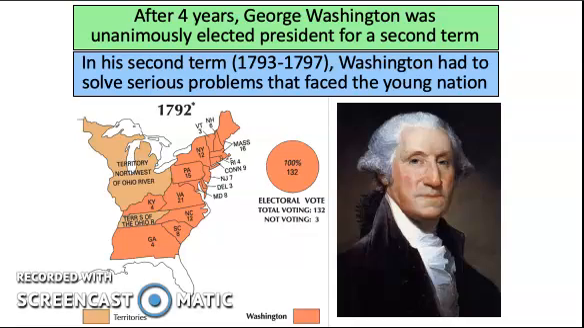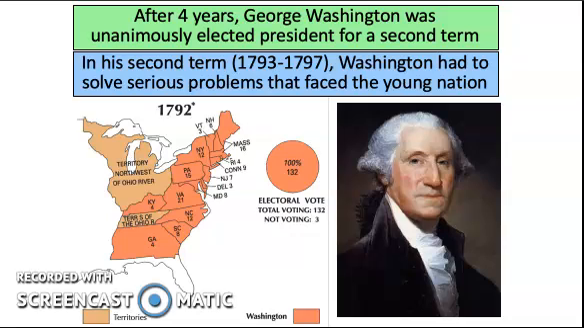And he looks older in his picture too. If you look at the picture on the right-hand side, it looks like he's aged. And he has. The presidency has worn on him. He looks older. He feels older. Though still, no one votes against him. He still gets 100% of the vote in the 1792 election. No one even bothers to go against him.